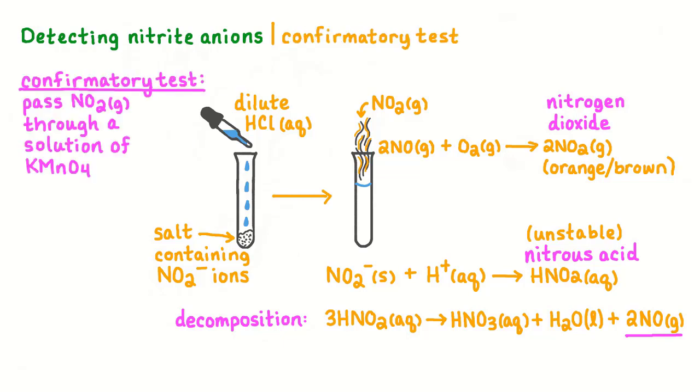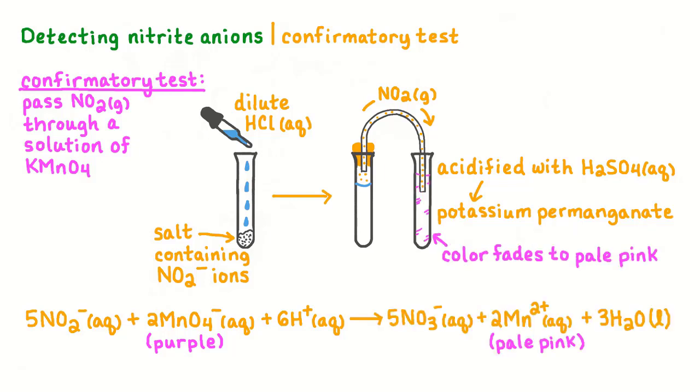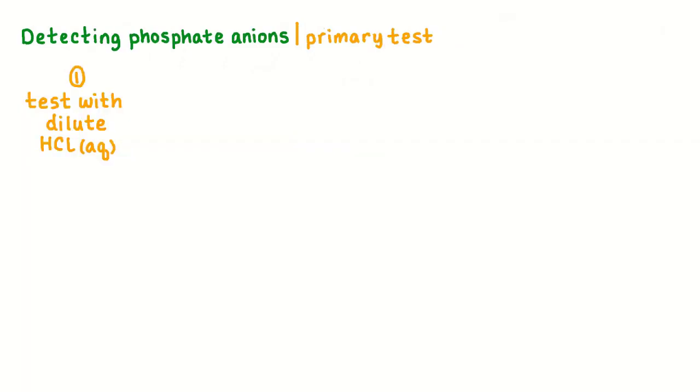The confirmatory test for the nitrite ion involves passing the orange-brown nitrogen dioxide through a solution of potassium permanganate. We acidify the potassium permanganate with concentrated sulfuric acid, and as the acidic nitrogen dioxide gas passes through this solution, the characteristic deep purple color of the permanganate is lost and replaced by a pale pink, almost colorless solution which contains manganese 2+ ions.